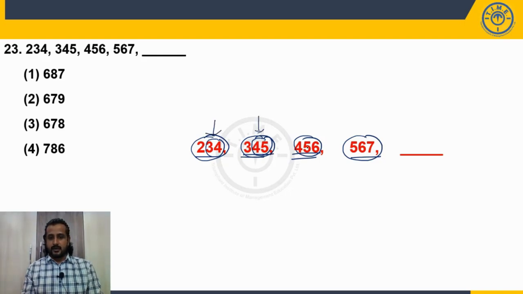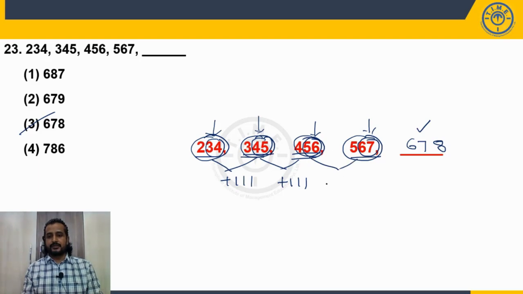Good. Now in this one, last two digits are 5, 6. So starting with 5, 6, next number is 7. Now the last two digits are 6 and 7. So by taking 6 and 7, what is the next one? 8. So 678. Or the other way we can say, as the numbers are close to each other, 234 to 345 increased by 111. 345 to 456 increased by 111. 456 to 567 increased by 111. Now applying the same logic, 567 plus 111 is 678. Either you can think this way or that way.